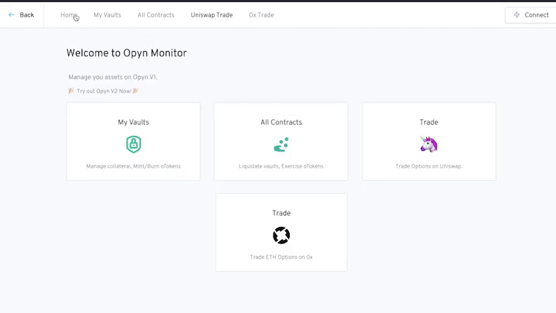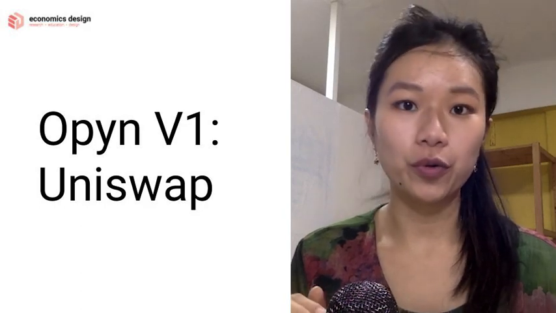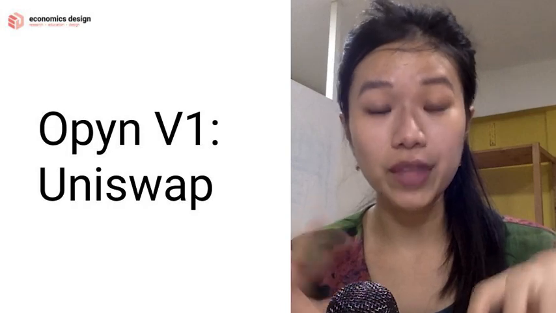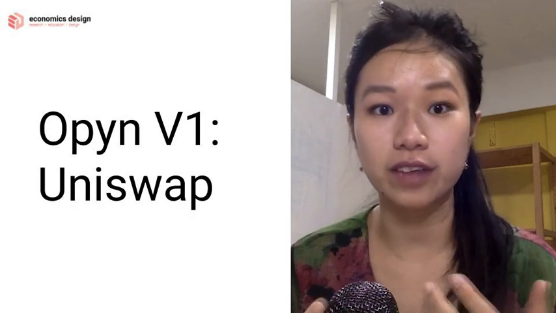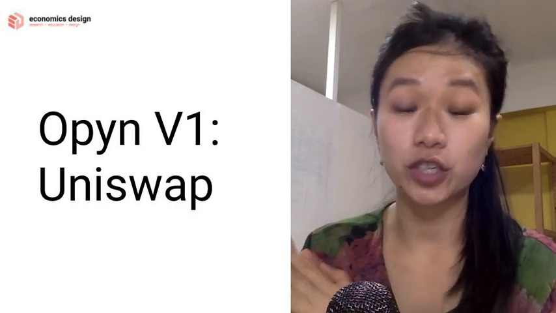And this is done where Uniswap has a pool, and you have the options protocol in there, and you have USDC, which is the liquid asset, and then you can trade them, and that's how you get different price discovery. So that's what they're doing for version 1.